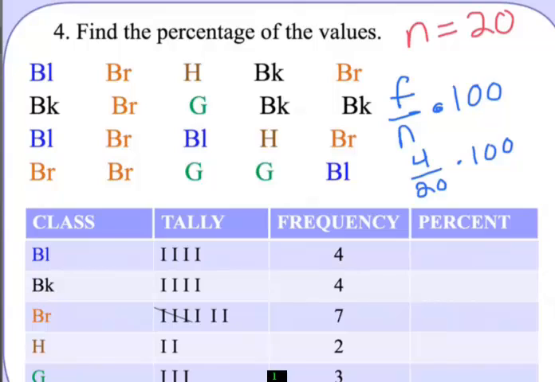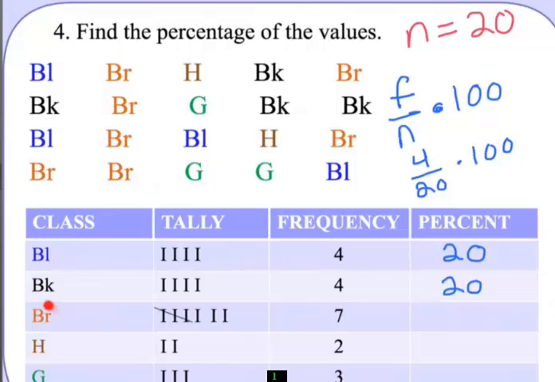When I do this calculation, 4 divided by 20 times 100 gives me 20. I do the same thing for the black eyes. 4 divided by 20 times 100 is 20. So 20% of the students that I looked at in this group right here had blue eyes, and then 20% also had black eyes.